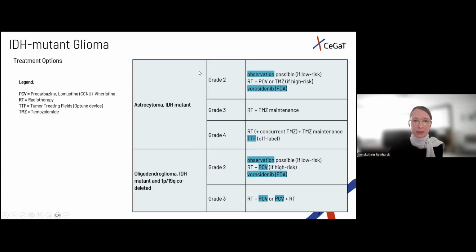And if you look into the grade 2 ones, you see that there is a possibility when we have gross total resection and the patient has a low risk profile, you can just observe them after the resection. And the FDA, which is really important, has approved a targeted therapy recently. These are the IDH mutation inhibitors, and one of them is vorasidenib, and they are approved by the FDA for grade 2 oligodendroglioma or astrocytoma.